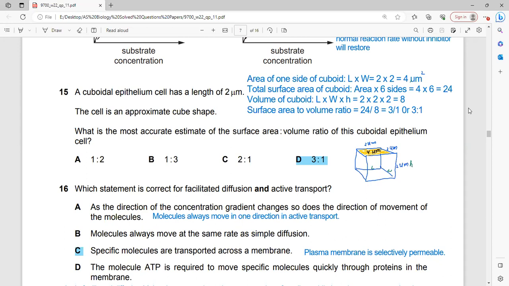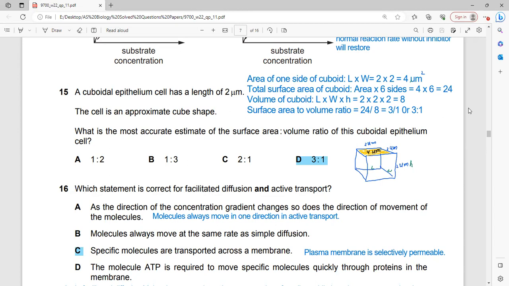So we can easily find the surface area. First we find the surface area of one side. Length multiplied by width, 2 multiplied by 2, is equal to 4 micrometer squared. This is the surface area of one side. Now we multiply 4 by 6 because the cube has 6 sides. This is 24 micrometer squared for the whole cube. What about the volume? Volume is length multiplied by width multiplied by height, and this becomes 8.